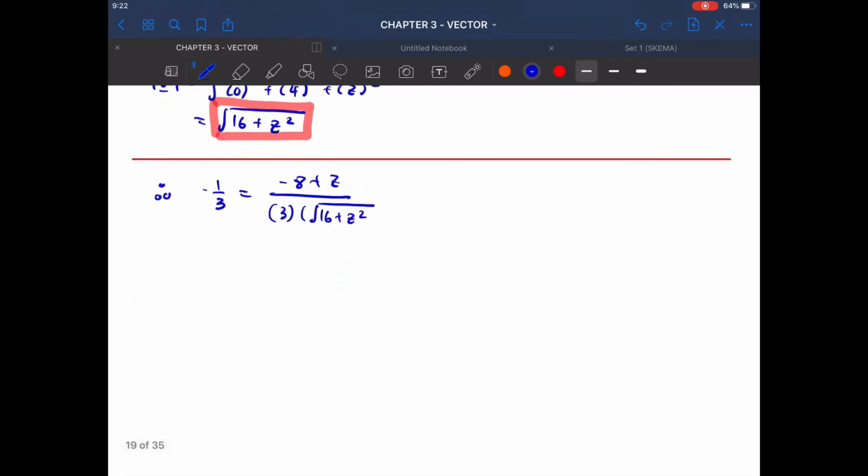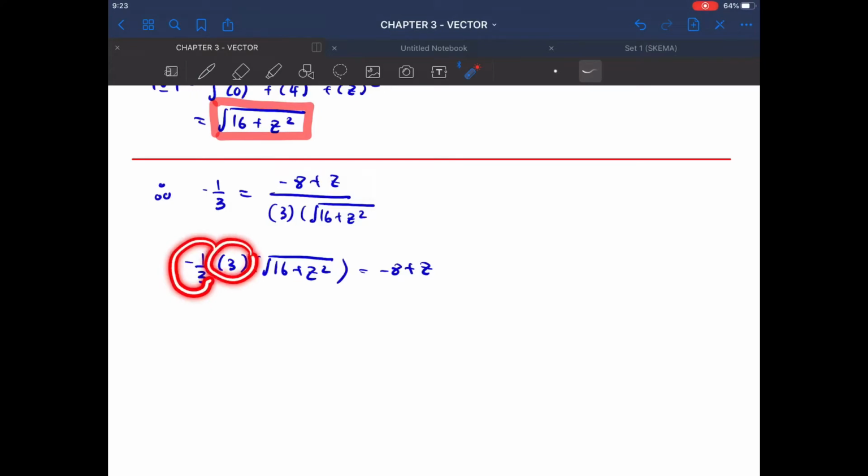So now simplify. We want to find the value of z here. The denominator here, bring to the upper side, will become multiply. Negative 1 over 3 multiply 3 multiply 16 over z square is equal to negative 8 plus z. Negative 1 over 3 multiply 3, so we can cancel out the negative. So we will have negative 16 plus z square.